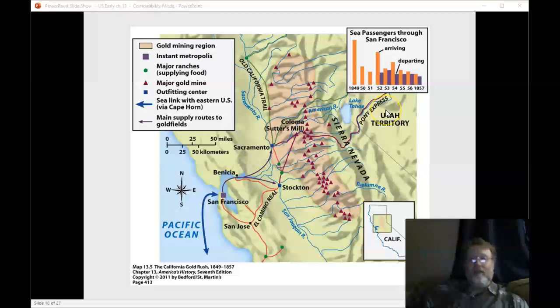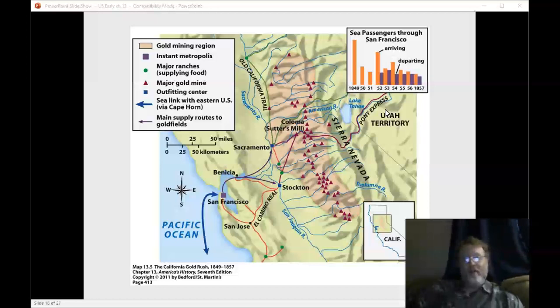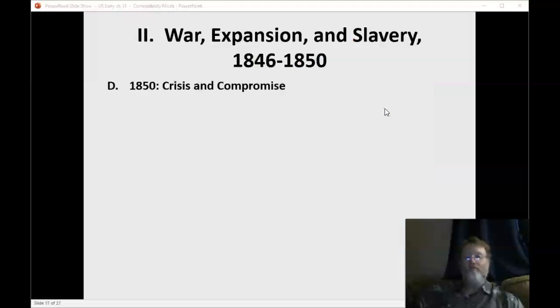But where are they going? Well, a lot of them are going to Australia. After California has a big gold rush, the next huge gold rush is Australia, I believe, which is in the mid-50s. So again, same thing happened in Australia. We see people come from all around the world to go there for the gold rush there.